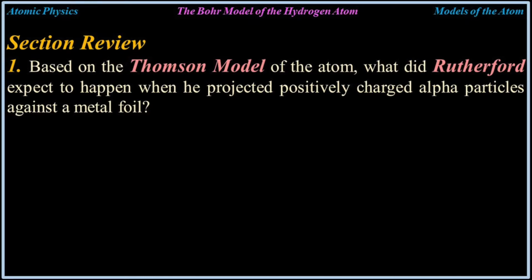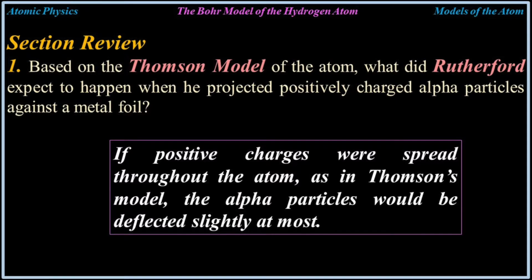Section review. Number 1, based on the Thomson model of the atom, what did Rutherford expect to happen when he projected positively charged alpha particles against a metal foil? If positive charges were spread throughout the atom, as in Thomson's model, the alpha particles would be deflected slightly at most.